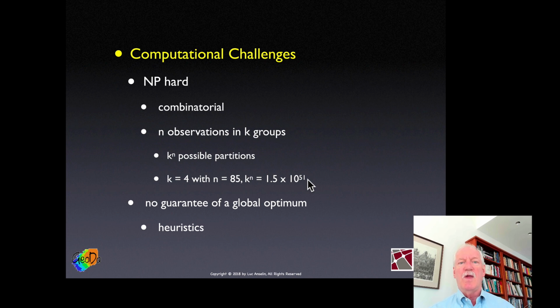Heuristics are algorithms. An algorithm is a series of steps to get to a solution. And heuristics are algorithms that seem reasonable, but there's typically no guarantee of finding the best solution. There is no guarantee of finding a global optimum. So we'll find an optimum, but it could be local.